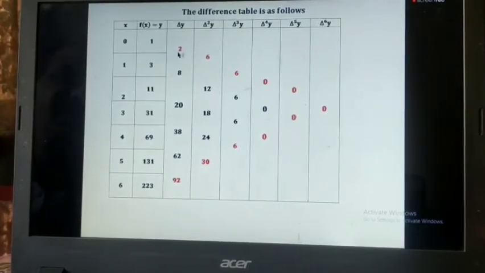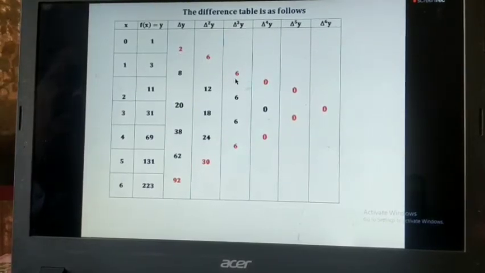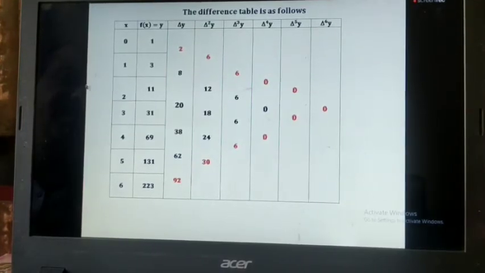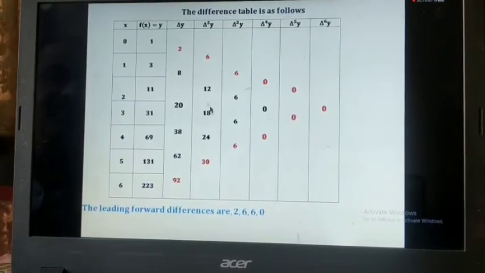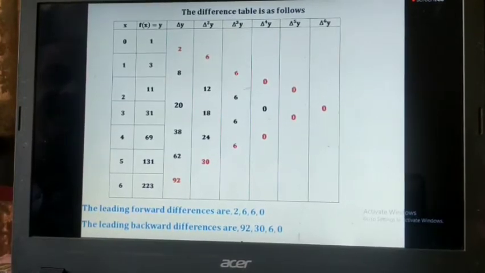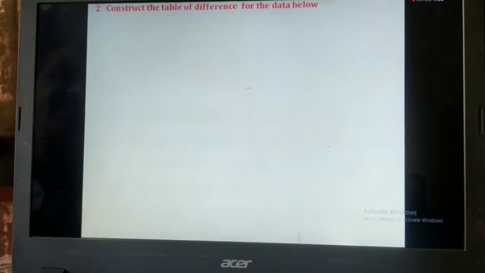Till the last term I find out here. The upper ones, delta y0, delta square y0, delta cube y0, delta raised to 4 y0, are called the leading forward differences. And here it is del yn, del square yn, del cube yn. These are called the leading backward differences. So the leading forward differences are 2, 6, 6, 0, and the leading backward differences are 92, 30, 6 and 0.